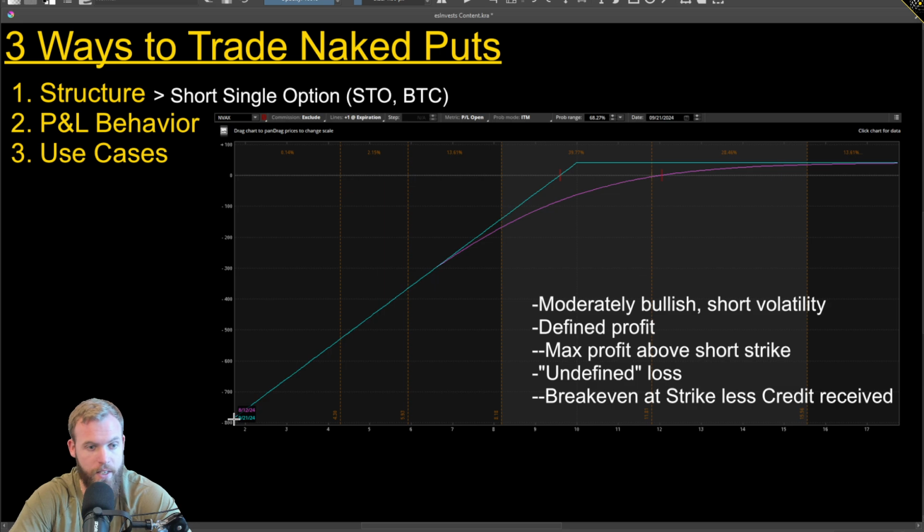Now, for the profit side, you'll notice that it gets to this level and then it just flattens out. That's defined profit. So how does this transaction work? Well, when you sell to open this option, you are going to collect a credit up front. That credit is your max profit.